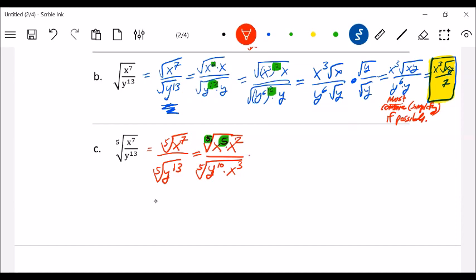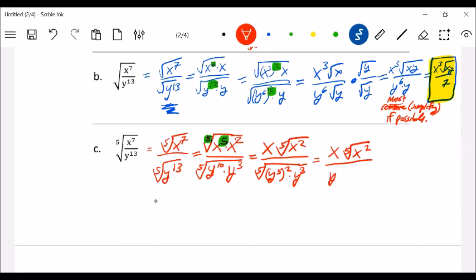So now on the top, I have an x and the 5th root of x squared. On the bottom, oh, I put a y there, and I shouldn't have put a y. That was supposed to be, let's make that y here. So on the bottom, I have the 5th root of y to the 5th squared times y to the 3rd. And now finally, x 5th root of x squared divided by y to the 5th coming out, and 5th root of y cubed.